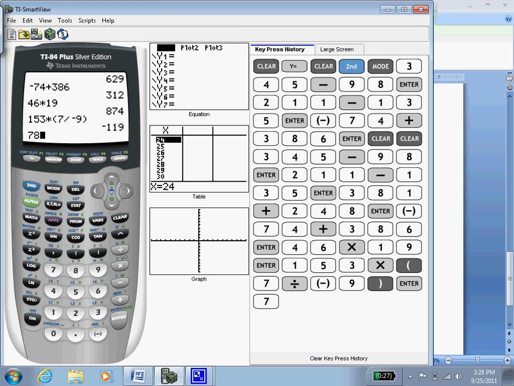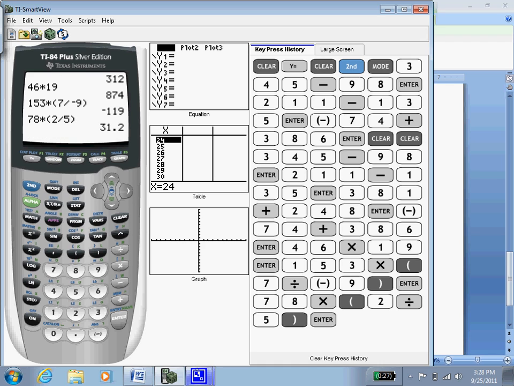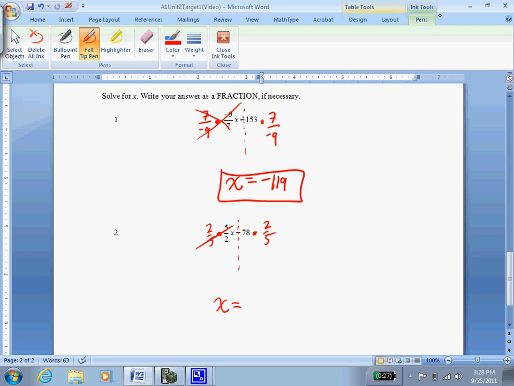78 times 2/5. Don't forget that 2/5 is in parentheses. And the calculator says 31.2, but we don't want that. We want a fraction. So we're going to go to Math, hit enter twice, and that'll give us our fraction 156 fifths. So x equals 156 fifths, and we're done.